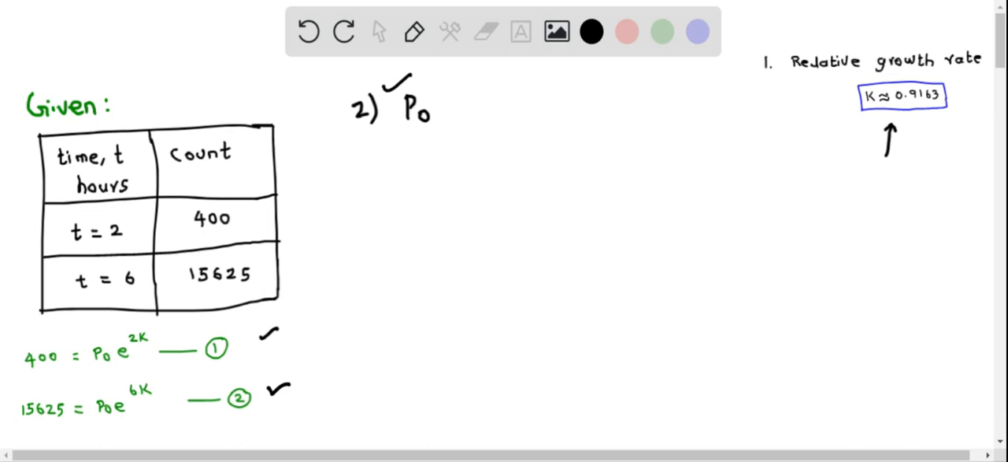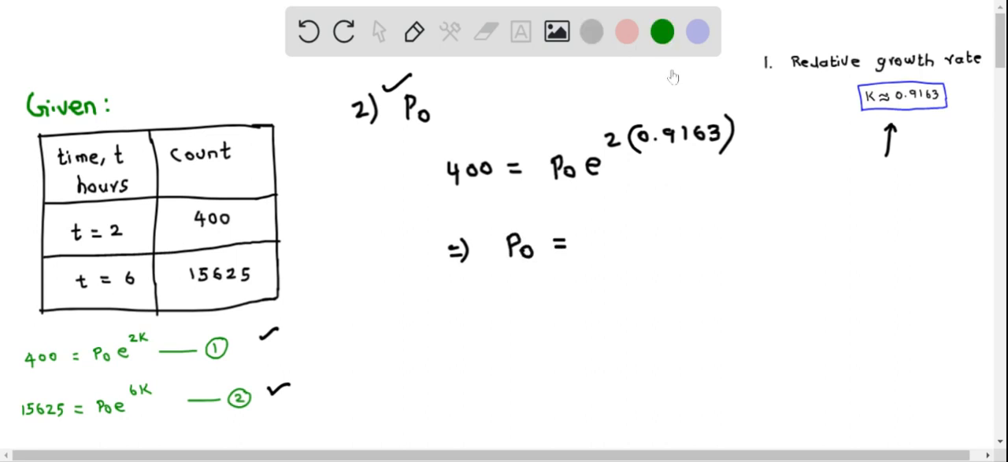This seems to be a little bit simpler compared to equation 1. I'm sorry, equation 2. So when you plug in k equal to approximately 0.9163, we get 400 equals P naught e raised to the power of 2 times 0.9163. And so we can determine the value of P naught from this equation. We divide by e raised to the power of 2 times 0.9163. Therefore, P naught equals 400 over e raised to the power of 2 times 0.9163.